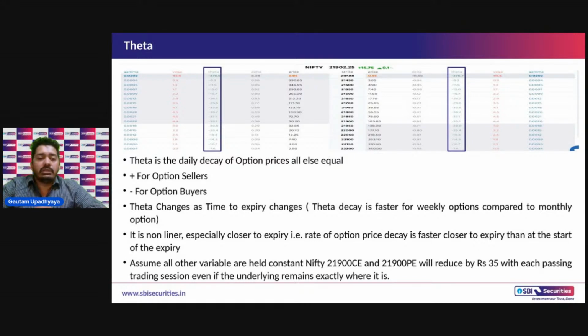Moving towards the next concept, that is theta. जो है theta, जो मैंने कहा था, it is known as a friend of an option seller and it is an enemy of the option buyer. इसका रीजन है कि हर एक ट्रेडिंग डे के साथ थीटा वैल्यू इरोड होता है ऑप्शन प्राइस से और the price comes down.